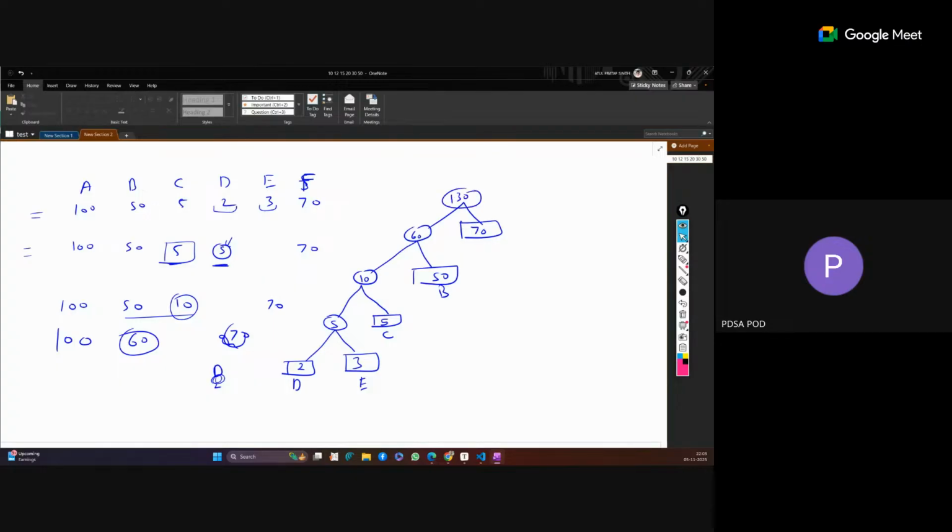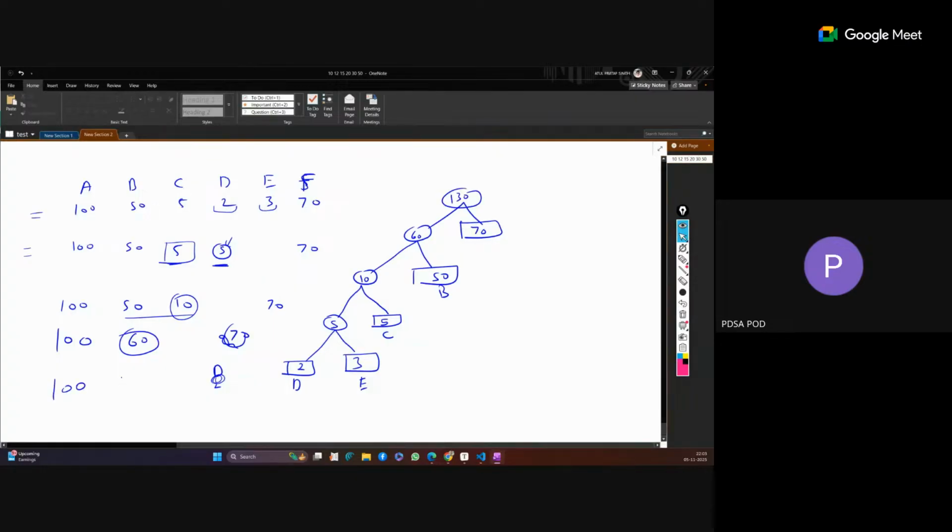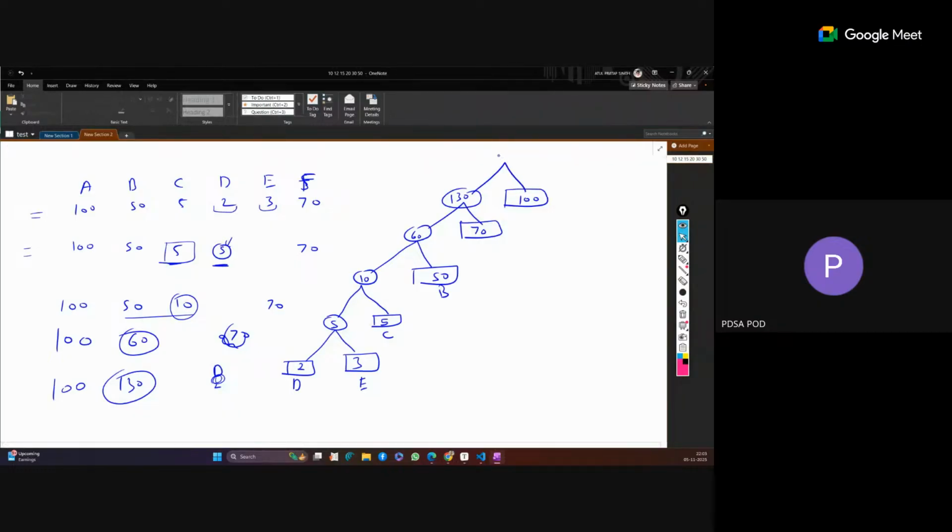Okay, so now 100 and 130. The two smallest ones are these. 130 is already there, so you can put 100. So this is 230, which is also the total number of characters we are getting here. If you add all of this, you will get a 230 count. Now this becomes a Huffman tree.